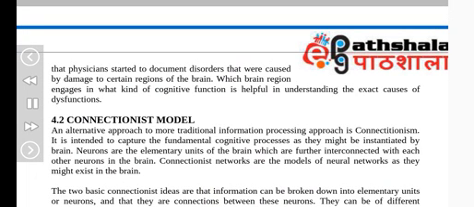4.2 Connectionist Model. An alternative approach to the more traditional information processing approach is connectionism. It is intended to capture the fundamental cognitive processes as they might be instantiated by the brain. Neurons are the elementary units of the brain, which are further interconnected with other neurons in the brain. Connectionist networks are models of neural networks as they might exist in the brain.